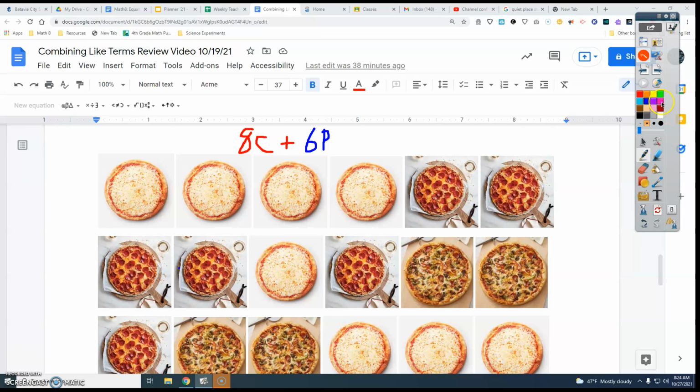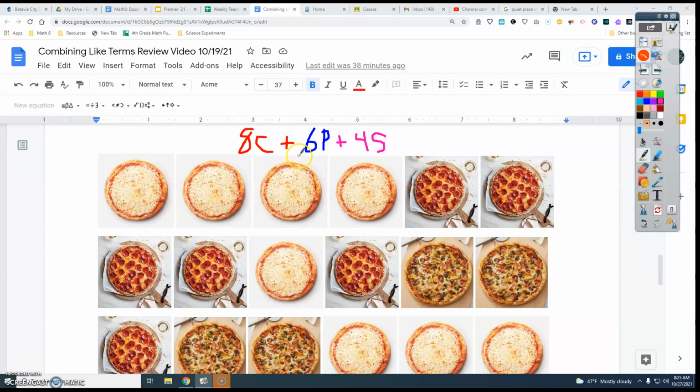And then our final pizza is our supreme pizza, which is my ultimate fave. And supreme pizza will be represented by the variable S. We have 1, 2, 3, 4. So there's only 4 supreme pizzas, but we'll still be adding those. So that's 4S.